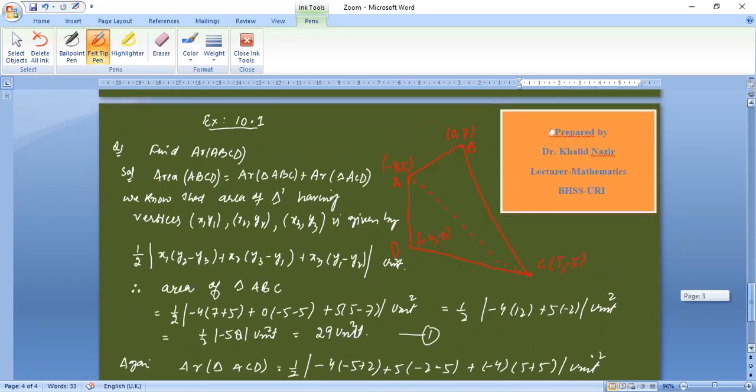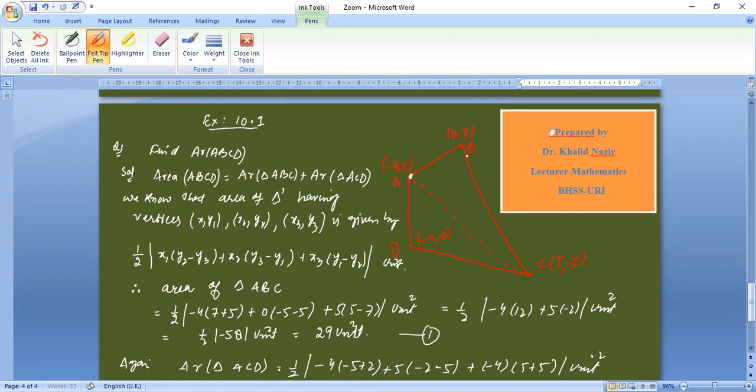We have started the new chapter, straight lines, class 11. The first exercise is 10.1. The first question related to this is find the area of this quadrilateral ABCD.